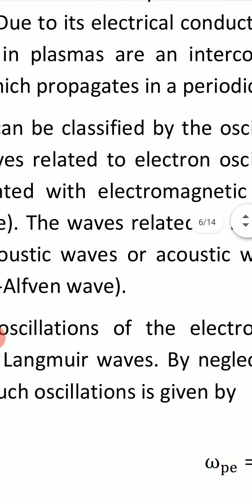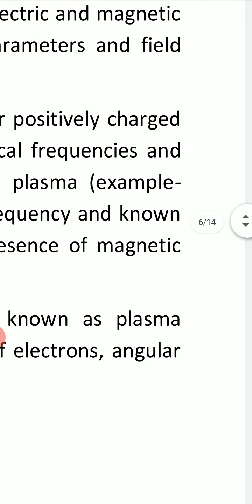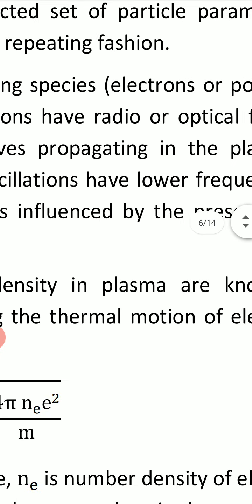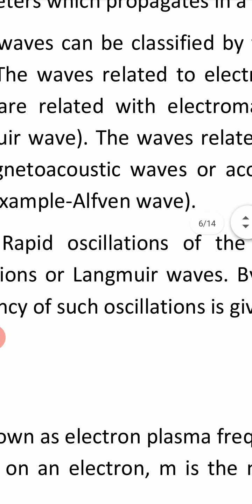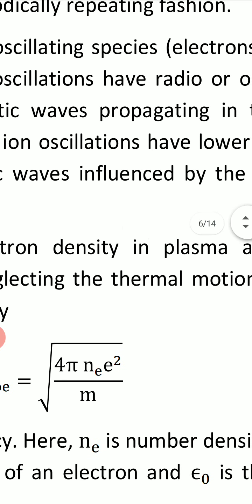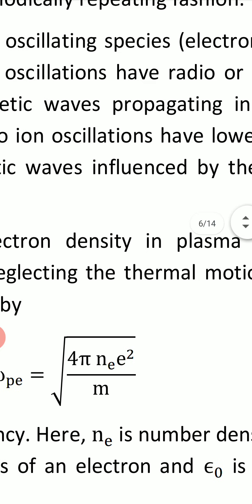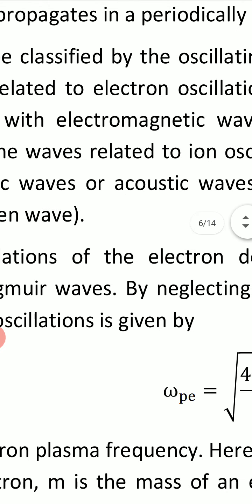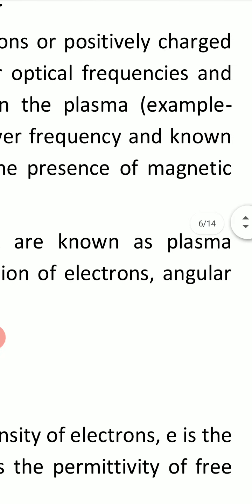Waves in plasmas are an interconnected set of particle parameters and field parameters which propagate in a periodically repeating fashion. These waves in plasma can be classified by the oscillating species. There are two species, electrons and positively charged ions. So, we can classify the waves inside the plasma by the oscillating species, whether it is electrons or positively charged ions.